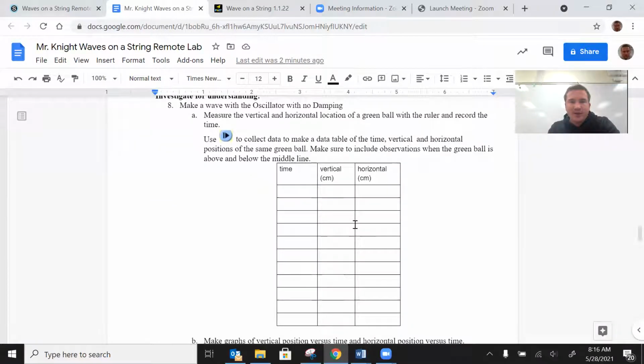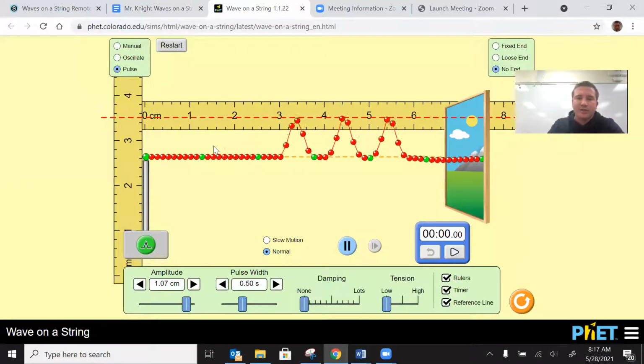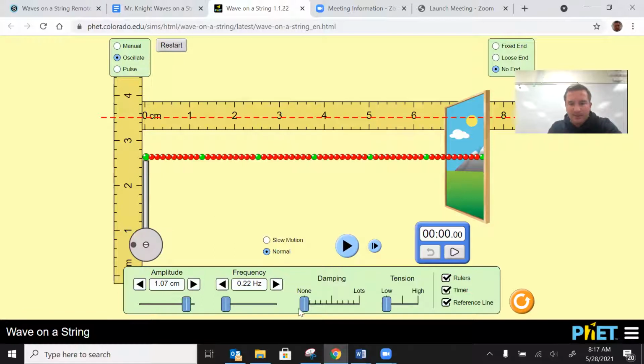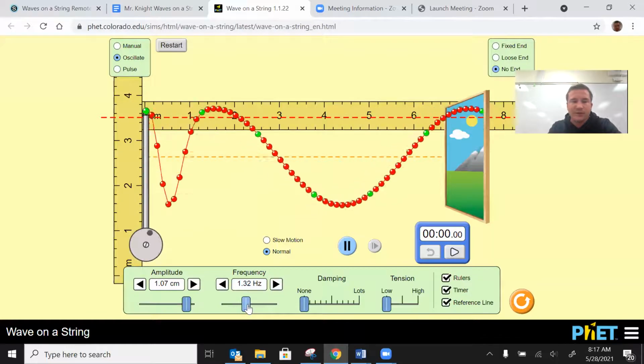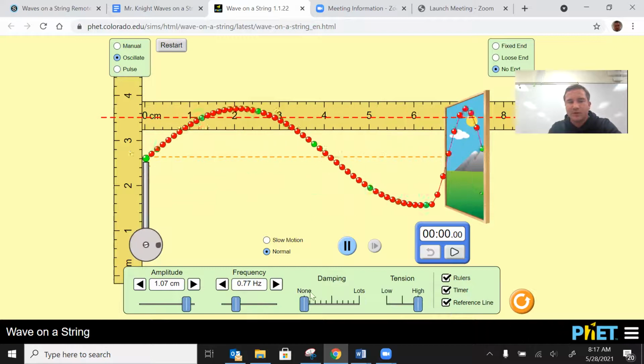Make a wave with the oscillator with no damping. Measure the vertical and horizontal location of a green ball with the ruler and record the time. Use the pause button to collect the data. So we want to make a little data table here. I'll show you just a couple examples of how to get this started. We want oscillate, no damping, and I'm going to press play here. Thought I had that in slow motion for a second. Oh, I've got a really slow frequency. We might want to turn the frequency up a little bit, or maybe introduce some tension.